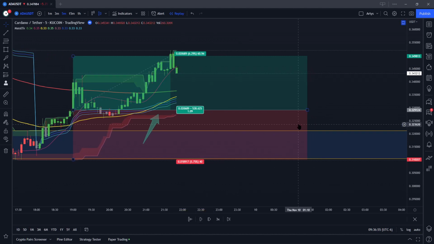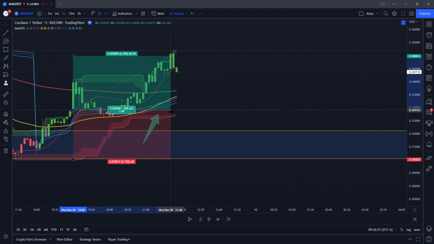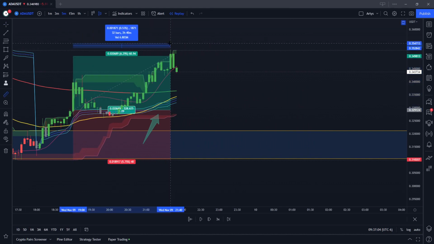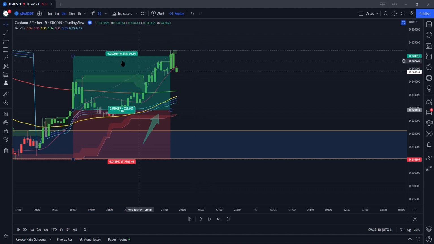Right there. Stop loss hit, and the take profit is 6%. That happened on a 5-minute chart. That took 2 hours and 40 minutes on a 5-minute chart. So that is the step-by-step on how you do that.